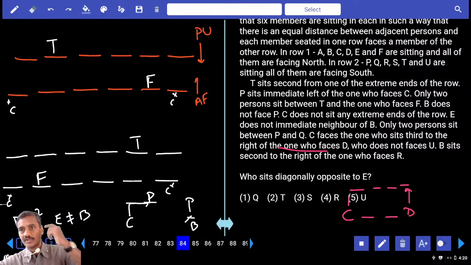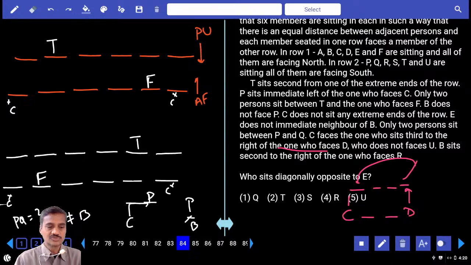Follow here. The one who is third to the right of D's opposite is the one C is facing. D's opposite is this person, and third right of this person is the one facing C. Between C and D there must be exactly 2 people, and C is to the left of D. As C is to the left of D, we cannot have C at the left extreme, isn't it? Hence we cannot have C at this place. Then C is here, D is here. If C is here, D is here, then P must be here. And if P is here, with 2 persons between P and Q, Q is here.